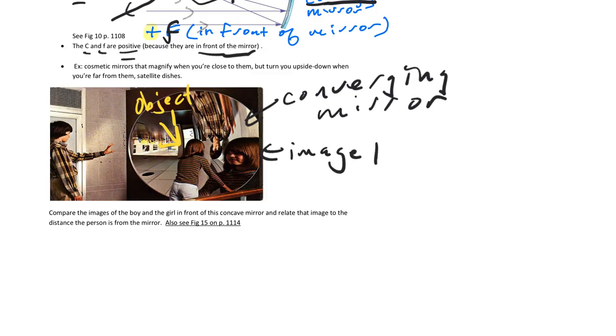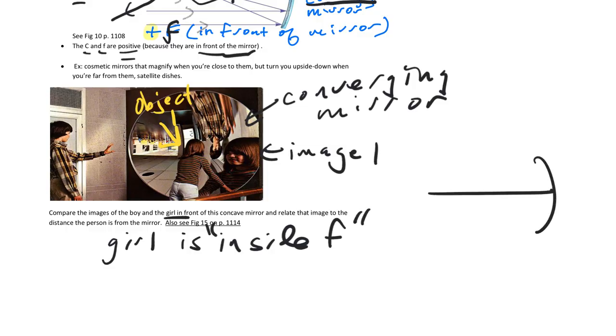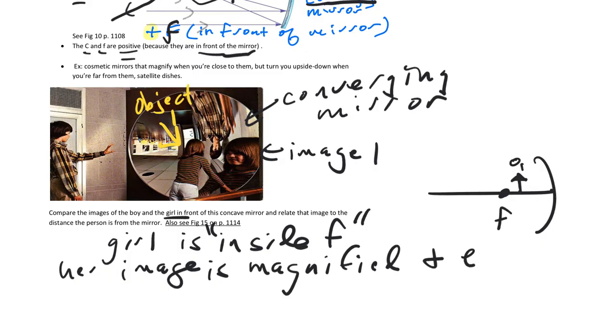Now she's up close to the mirror, so she's actually a shorter distance from the mirror than the focal length. So I call it, she's inside the focal length. So if this is the mirror and there's the focal length, she is like right here. That's the object. I'll call it O1. And her image is bigger and upright. So her image is magnified and erect, or upright.